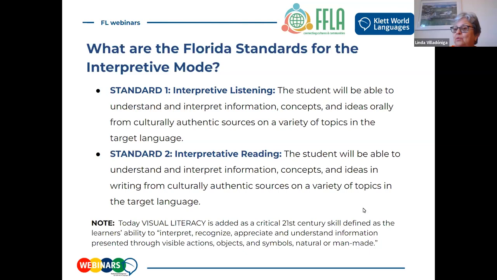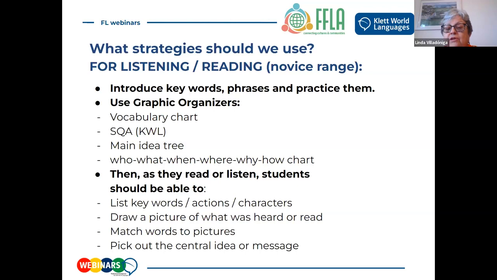So what strategy should we use for listening and reading at the novice range? These are just some. There are many, many more strategies that you can use, some of which are obviously not on this list. But at the beginning, at the novice range, you introduce keywords and phrases, and then practice them.